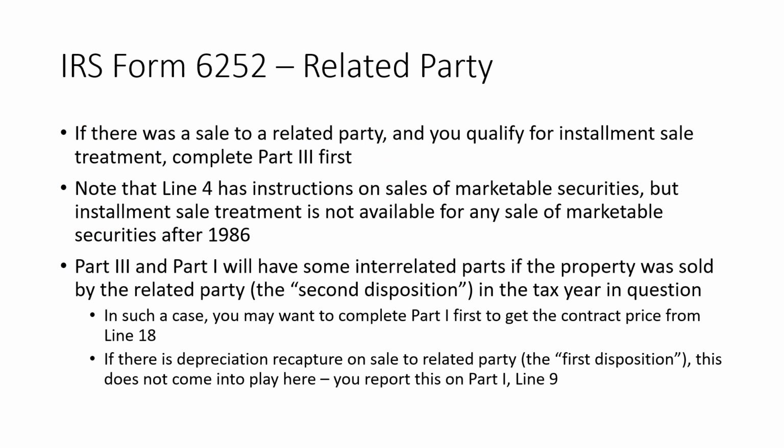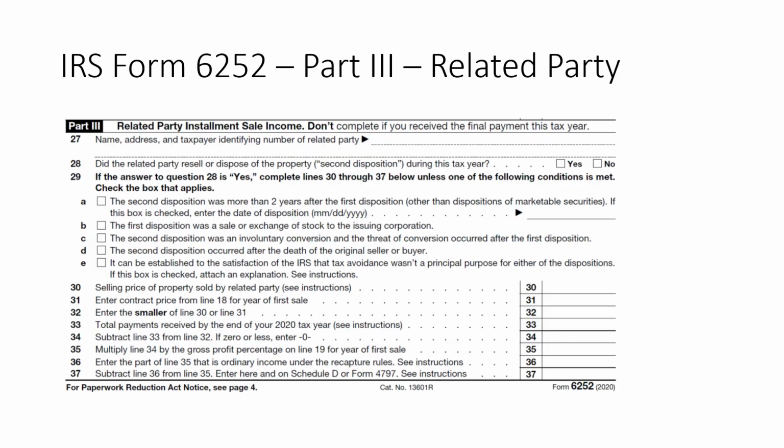So you may want to file or complete part 1 first just to get the contract price, because that'll carry over some. And if there's depreciation recapture on the sale to the related party that might get recognized in that year, it doesn't come into play here. You'd end up carrying that over to part 1.